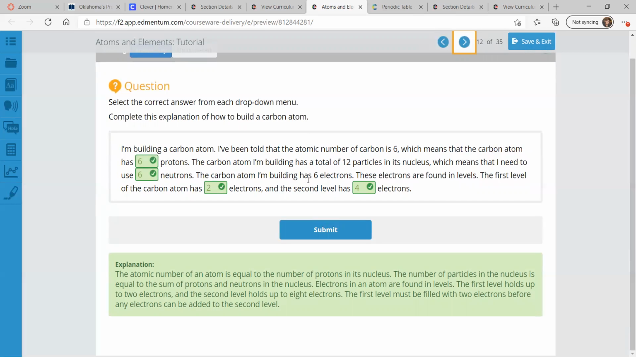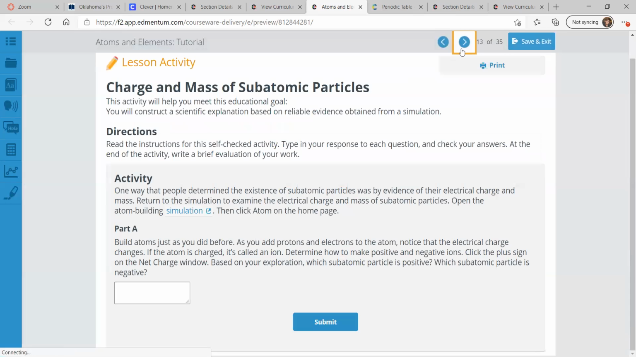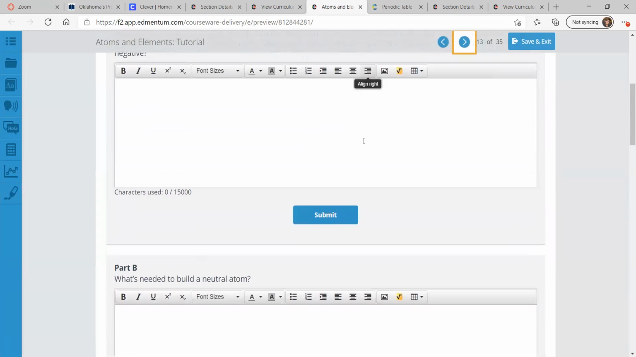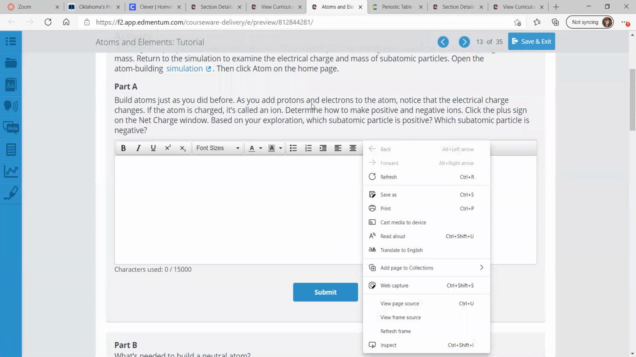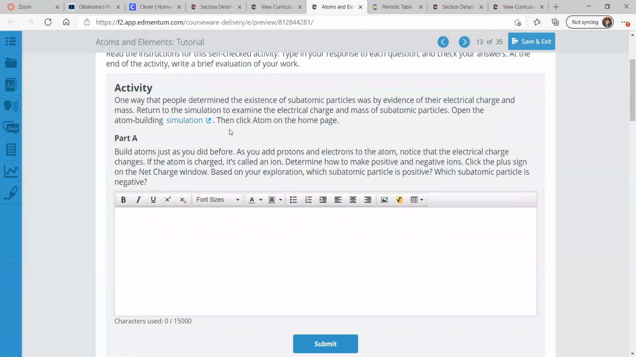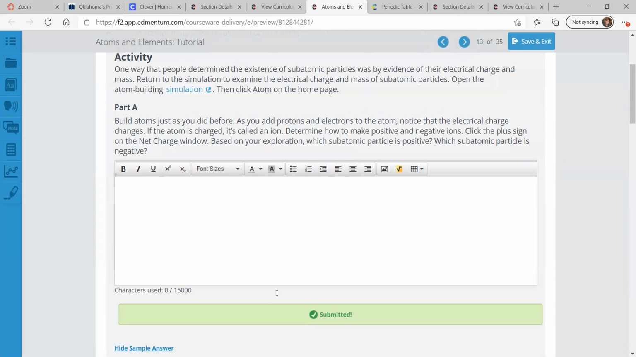The carbon atom I'm building has 6 electrons. These electrons are found in levels. The first level has 2 electrons, and the second level has the remaining 4. Here's the charge and mass of subatomic particles. So you can go back to the simulation, but I'll just go through the answers here.